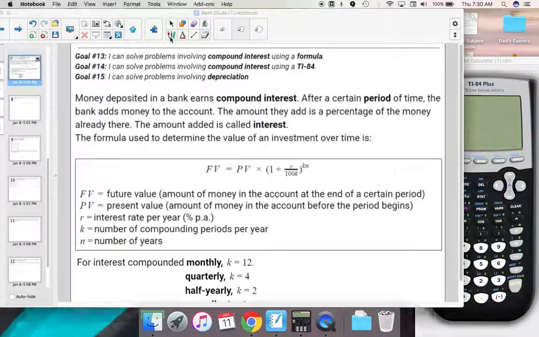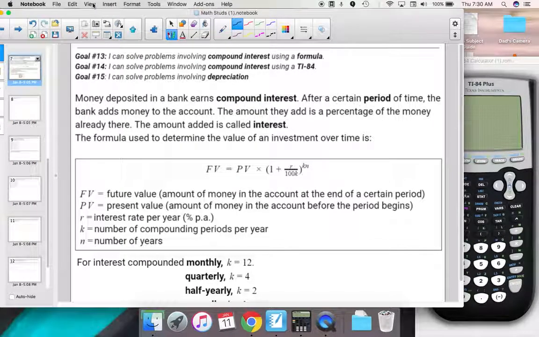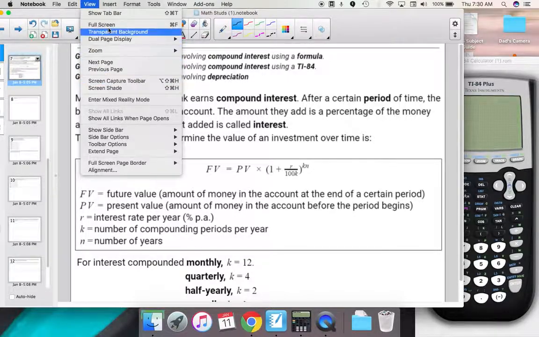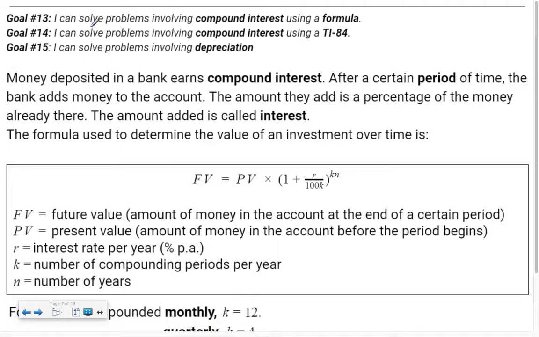Okay, so today we are talking about goals 13, 14, and 15, and we are looking at compound interest and depreciation. So when you deposit money into the bank, it earns interest. That means the bank pays you a certain percentage of the money that you've deposited just for keeping your money there. It's like a reward for keeping your money at that bank.